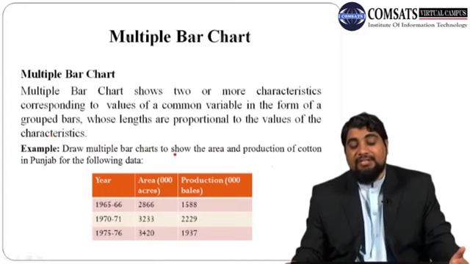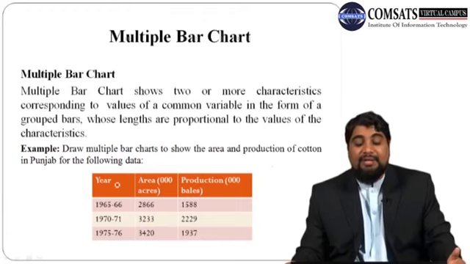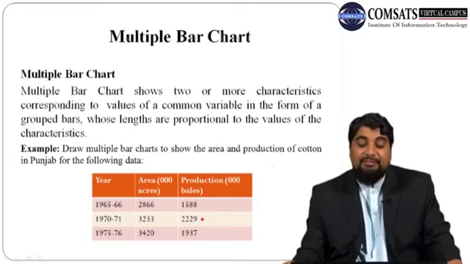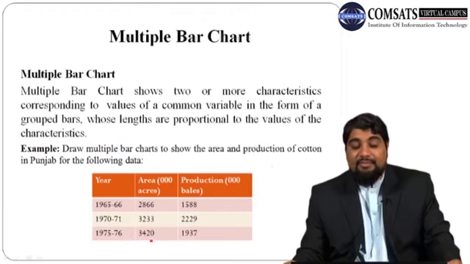Draw a multiple bar chart to show the area and production of cotton in Punjab for the following data. So here we have a very old data set. In 1965 to 66, area in 1000 acres was 2866, and the production in 1000 bales was 1588. And similarly in 1970 to 71 we have area as well as production, and in 1975 to 76 we have the data of area of cotton and production of cotton in Punjab. So this is the data.